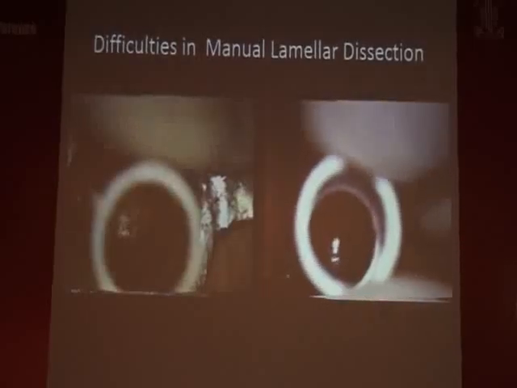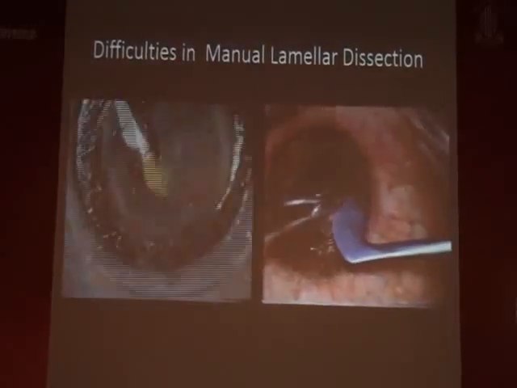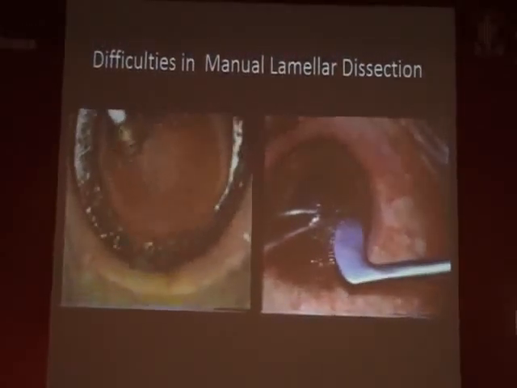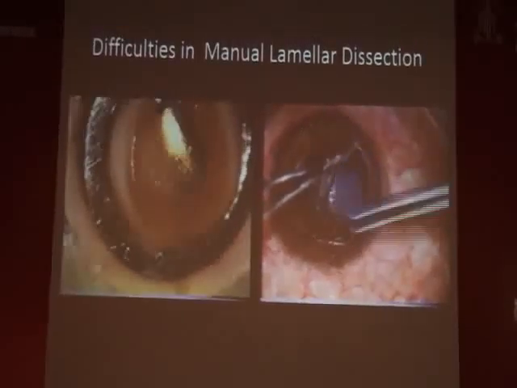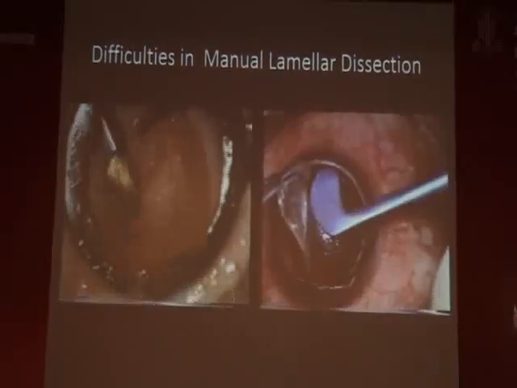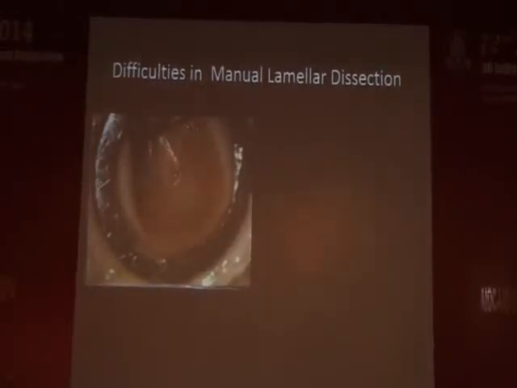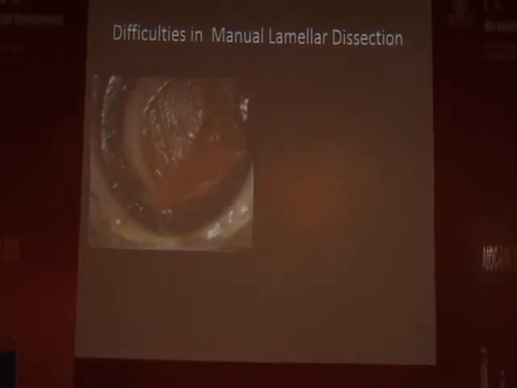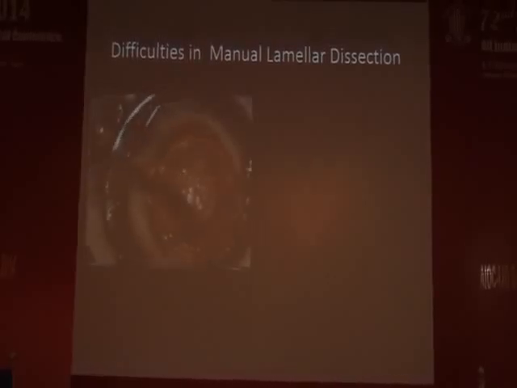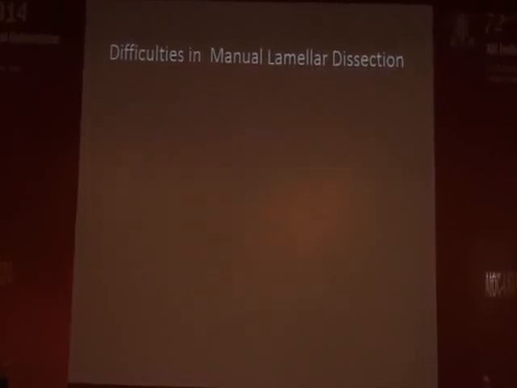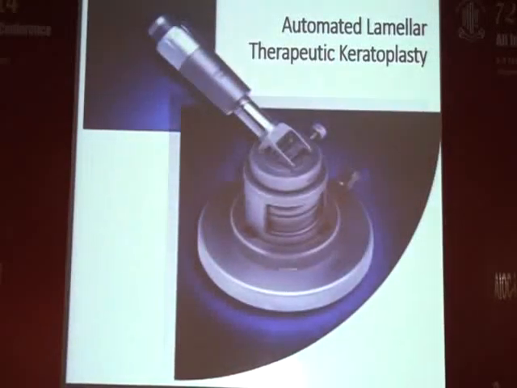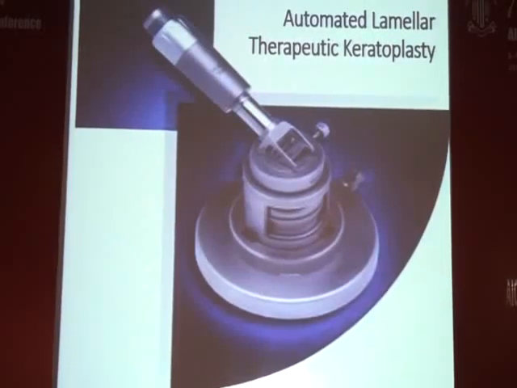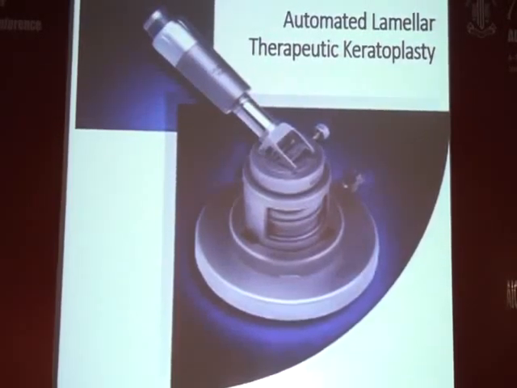Now, there are difficulties in manual lamellar dissection, as can be highlighted both on the donor as well as the recipient dissection. Note the interface: despite a very clean dissection, there are irregularities present, and even at the microscopic level, you cannot make the dissection that smooth. Hence, the advent of automated lamellar therapeutic keratoplasty and the microkeratome, which gives you a very smooth cut.